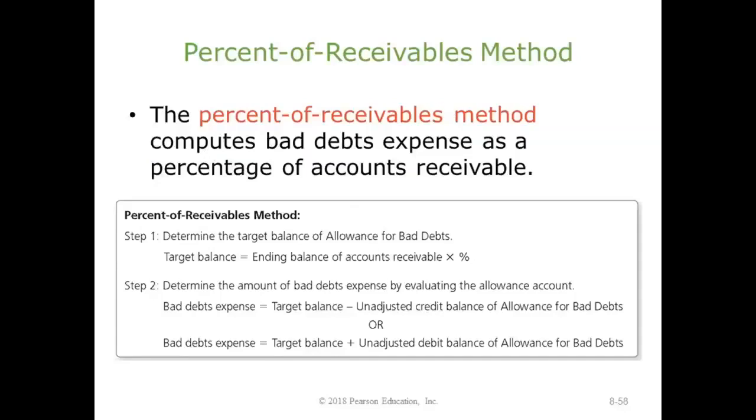Now, the other one out there is something called the percent of receivables method. So we're going to calculate our bad debt expense based on a percent of accounts receivable. So what we've got out here is our ending balance of AR times a percent to get our target balance. And so we're going to determine the bad debt expense based on my target balance minus my unadjusted credit balance of the allowance for bad debts. And we'll come up with bad debt expense. So let's see how this works.